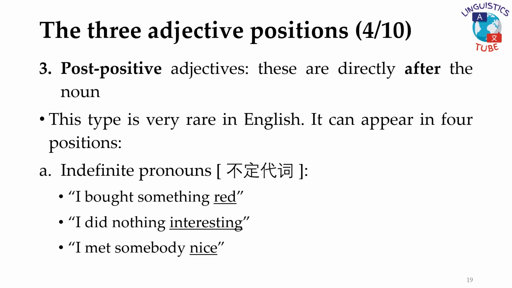Firstly, they are used when the noun being modified is an indefinite pronoun. For example, "I bought something red." "I did nothing interesting." "I met somebody nice." Interestingly, you can sometimes put the adjective in the attributive position and add the indefinite article a or an. For example, I bought a red something. However, this definitely sounds less natural than the post-positive version.